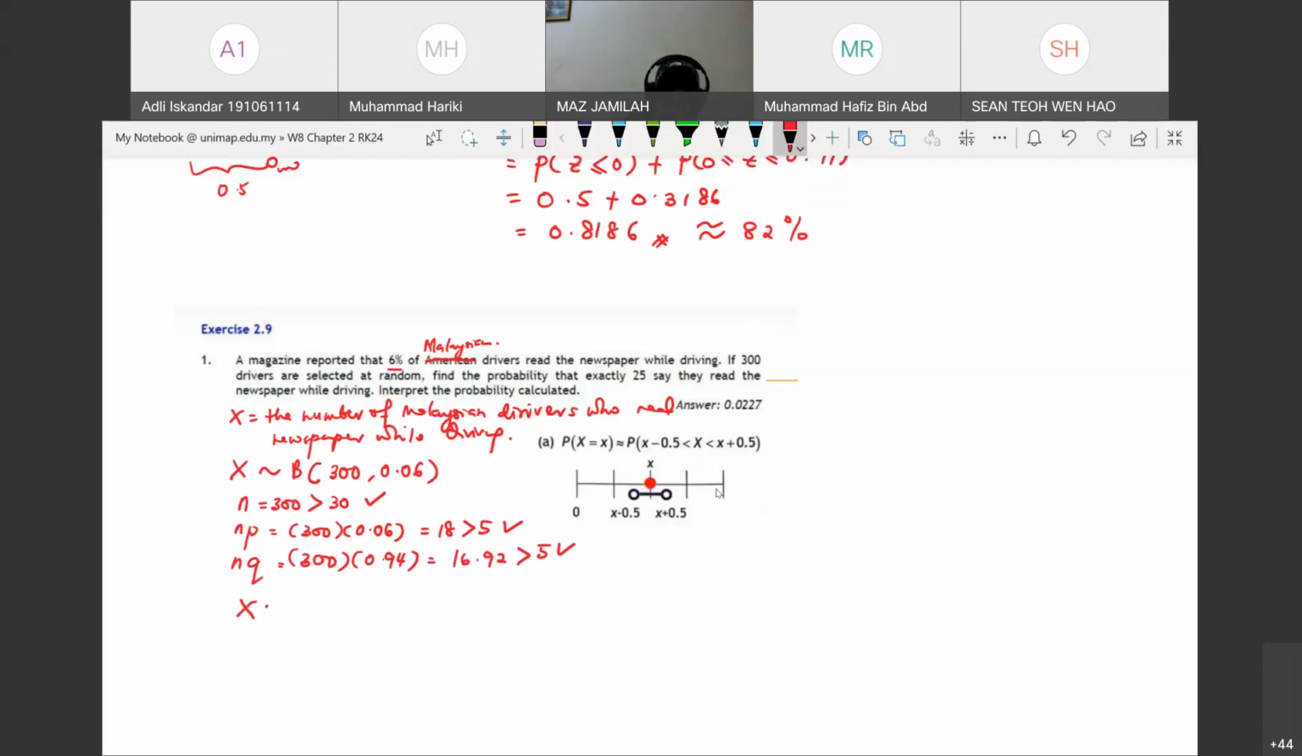So X following normal, the mean will be 18, np, and the variance is npq. Okay, so npq is given by, if I'm not mistaken, 300 multiplied with 0.06 multiplied with 0.94 (as dictated: 0.96).